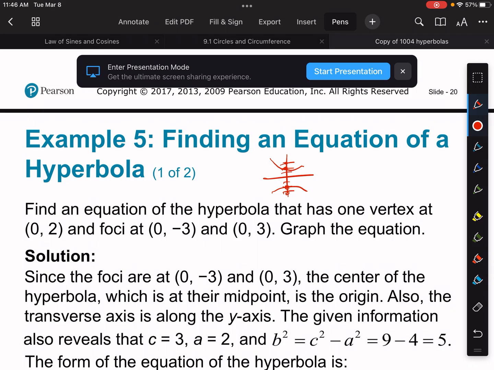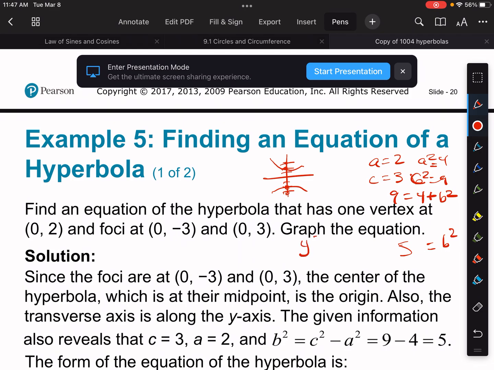All right, so I know that my A value is equal to 2. I know my C value is equal to 3. So A squared is 4. So we know that C squared is 9. So I can say 9 is equal to 4 plus B squared. So B squared must equal 5. All right, so then the center's at 0, that makes it easy. So since this is opening up and down, I'm going to use y first.